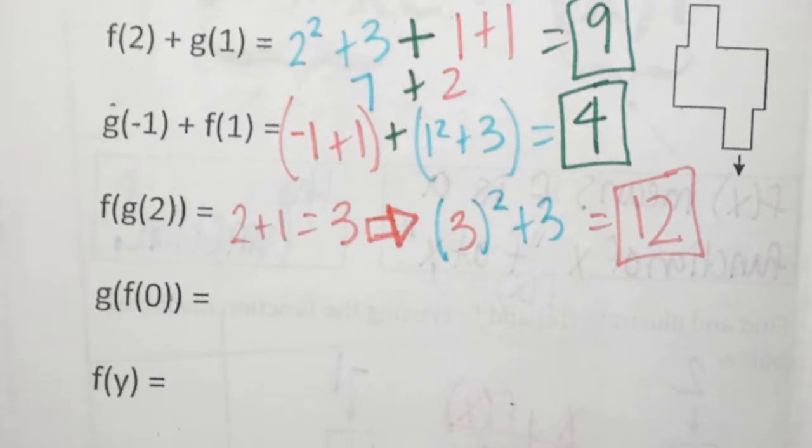Is it 4? Wait, but you only said two parts. That was G. Yeah, but you said the equation.